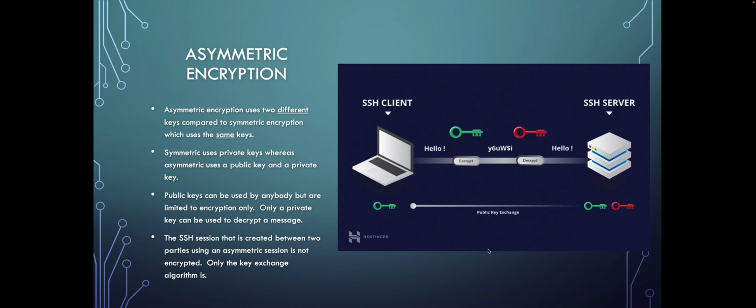Now, your private key is going to be the destination. Your public keys are going to be only for encryption. So public keys can be used by anybody, given the name, but are limited to encryption only, only for sending. Only the private key, again, the destination, can be used to actually decrypt that message. The SSH session that is created between the two parties is not encrypted by asymmetric encryption. Only the key exchange algorithm is.